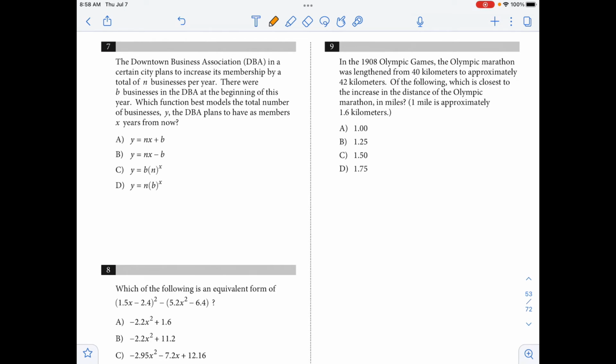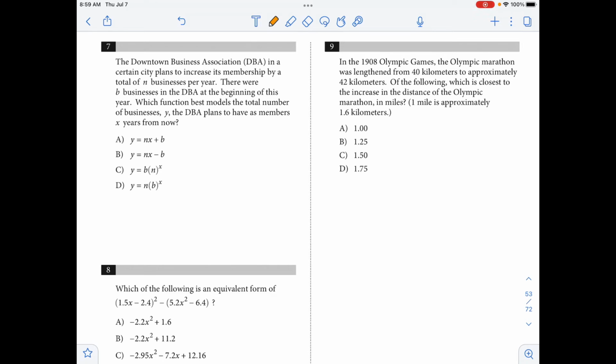The Downtown Business Association, DBA, in a certain city plans to increase its membership by a total of N businesses per year. There were B businesses in the DBA at the beginning of this year. Which function best models the total number of businesses Y the DBA plans to have as members X years from now? This is definitely a reading question. There's not a whole lot of math in here, but it's reading. For these, I sometimes suggest you read the question twice because by the end, you're probably a little bit lost.